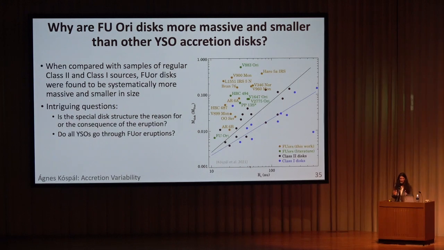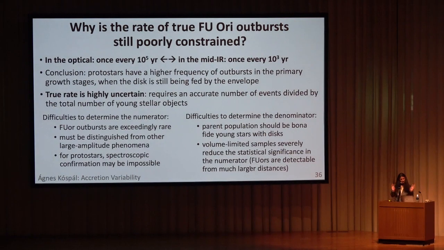So it's a question whether FUors are really born different and follow a different evolutionary path, or any disk can become outbursting and then the outburst will make them special. To be able to answer this question would be very important to get a step closer to know whether all YSOs go through FUor eruptions. There is still the true rate of FUor outbursts, which is very poorly constrained.